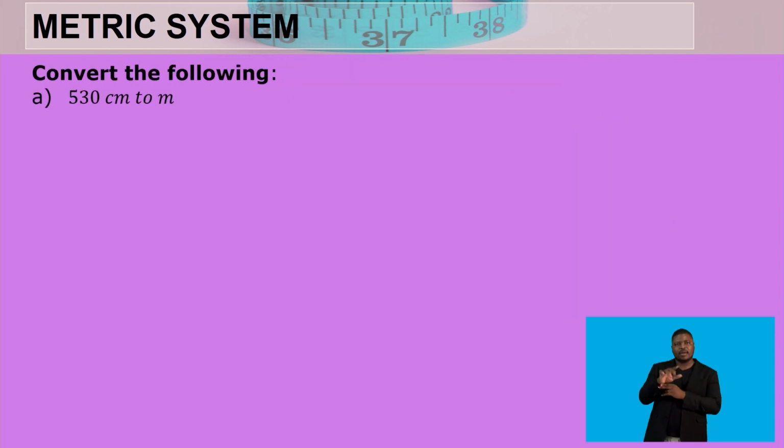Then let's move on to the practice questions. We say convert the following. 530 centimeters to millimeters. When you get to an examination, when you're writing paper 2, you first write your mnemonic, which is Keke hates doing maths during cold months, so that you can easily remember how to move from one unit to another.